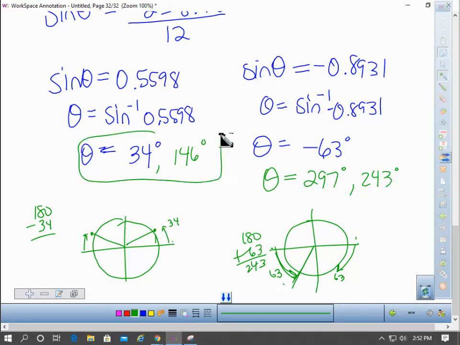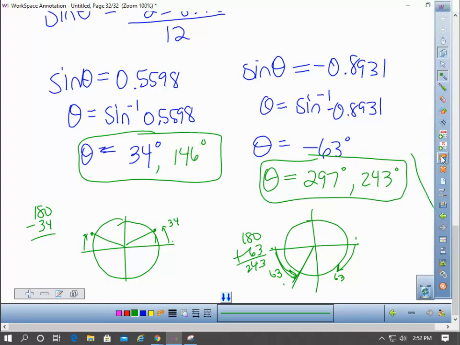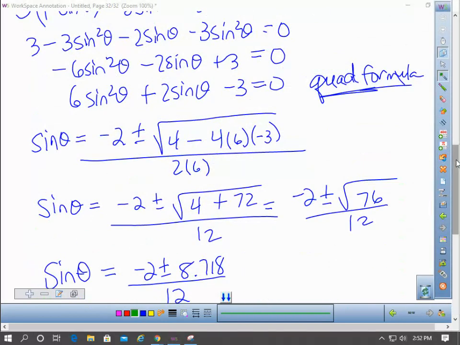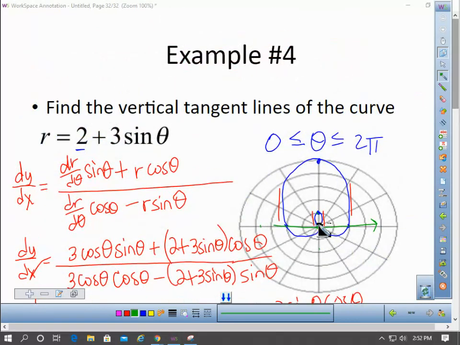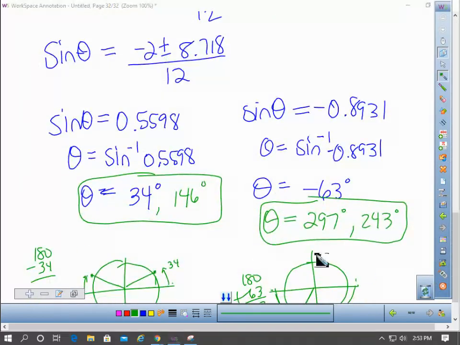So now I've got 4 answers, and let's check out how I'm getting this. So 34 and 146. As this green line rotates around from 0, rotates this way, when it gets to 34, there's this vertical line. And as it rotates around to 146, here's this other vertical line. So this vertical line is for the 34 degrees. This vertical line is for the 146 degrees.